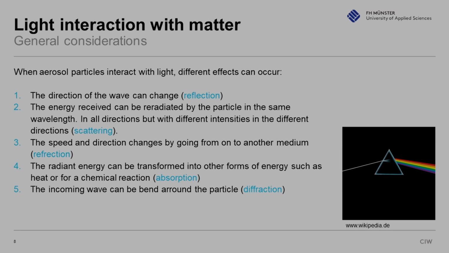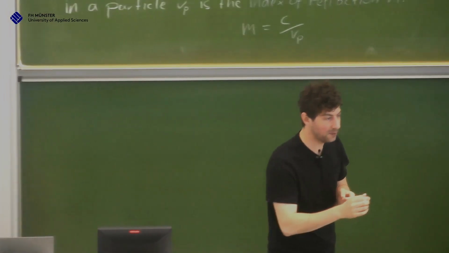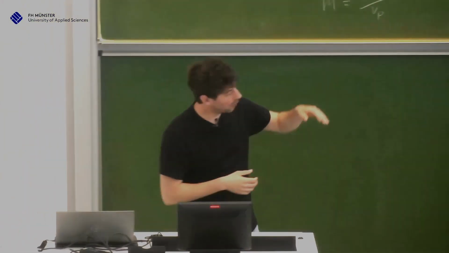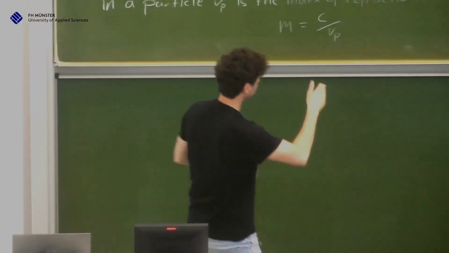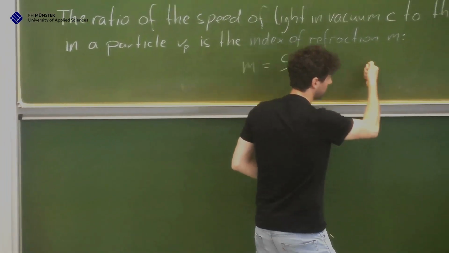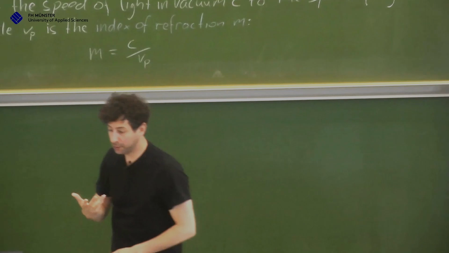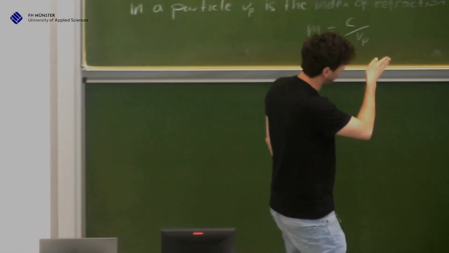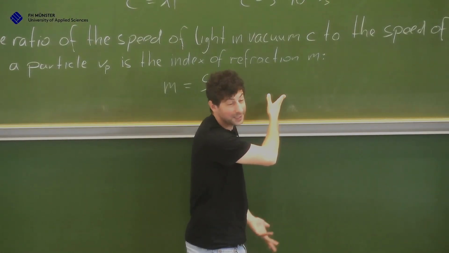So when we have aerosol particles, there are 5 things which can happen. And they are very often mixed up or not precisely named, but they are different in what they mean. And the first thing is, the light comes in and the light wave is just reflected. Okay, this is what happens in a mirror. So this is specular reflection. And this means that the incident angle and the outgoing angle are exactly the same.